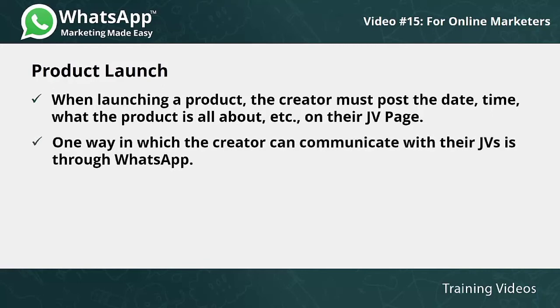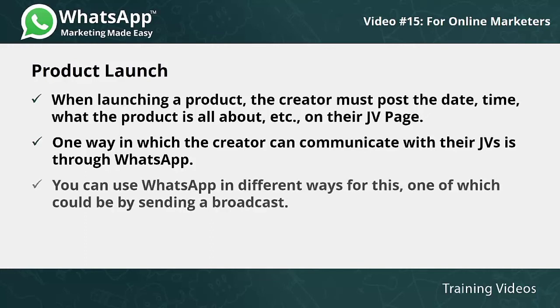One way in which the creator can communicate with their JVs is through WhatsApp. Of course, you must have their WhatsApp contact number, which is something you can collect from your launch JV page. You can use WhatsApp in different ways for this, one of which could be by sending a broadcast. You can create a message with the product launch date and all the related information, select all the WhatsApp JV contacts, and send the message.